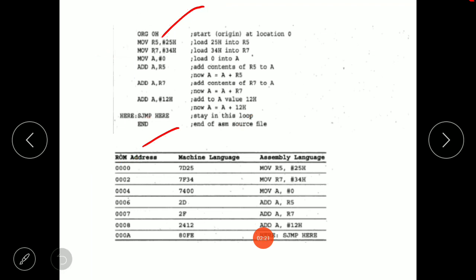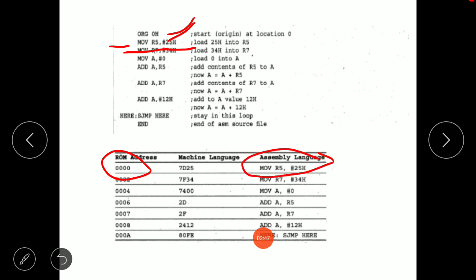Let us take the example of this program. ORG 0H means the memory location 0000, so the memory location 0000 is going to store the opcode of the upcoming instruction. So what is the upcoming instruction? The next instruction is MOV R5, #25H. How is this instruction going to get stored? This instruction MOV R5, data has opcode 7D, whereas 25 is the data that needs to be stored, that is the immediate data.